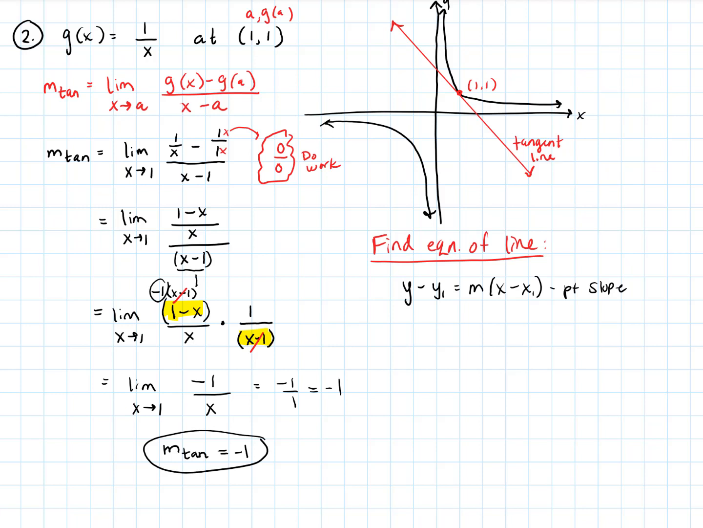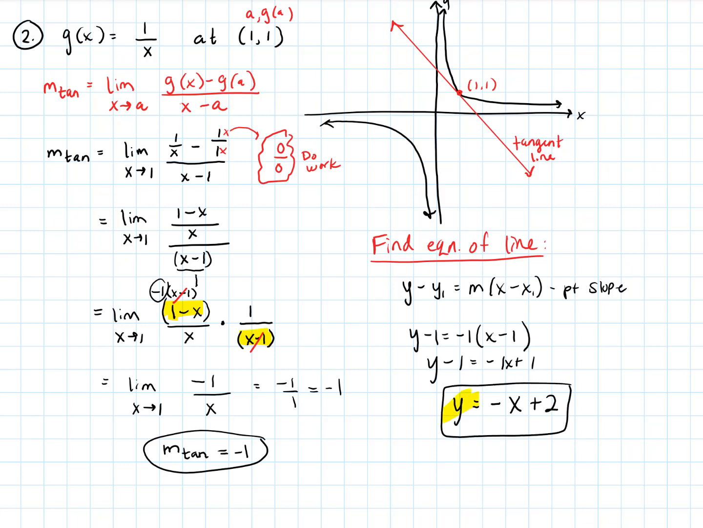So it will be y minus 1. And then we plug in our slope, -1, and our x value of our point, which is 1. So we plug that in, and then we simplify. Y minus 1 equals -1 times x minus 1, so -1x plus 1. Then, just by adding 1 to both sides, we get y equals -x plus 2. And that is the equation of my tangent line for this second example, using our first definition for the slopes of these tangent lines, these instantaneous rates of change on a function.